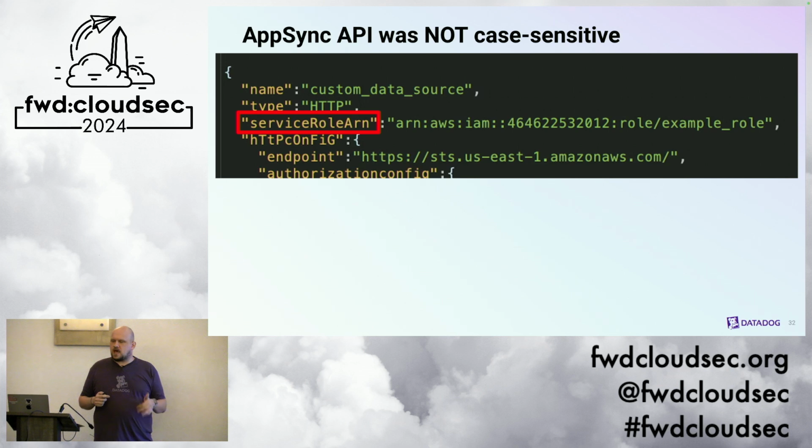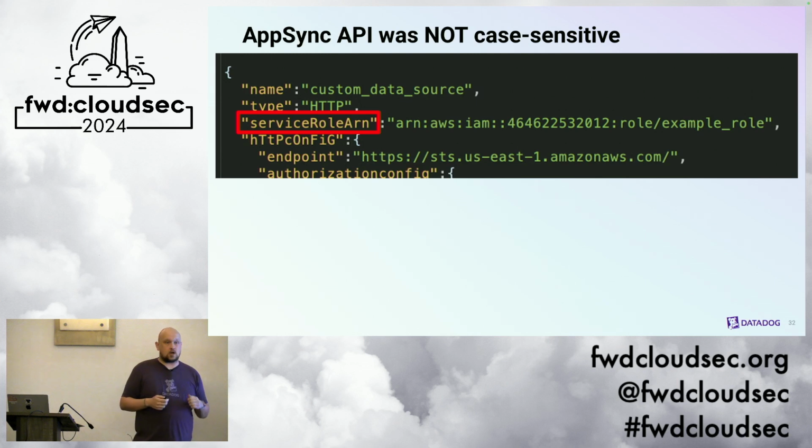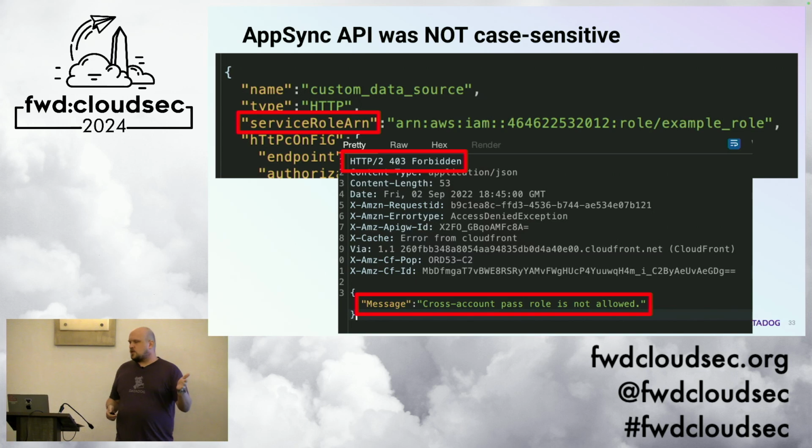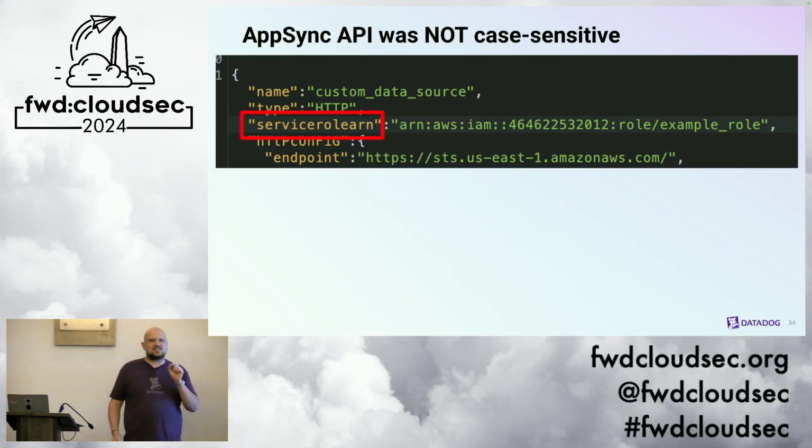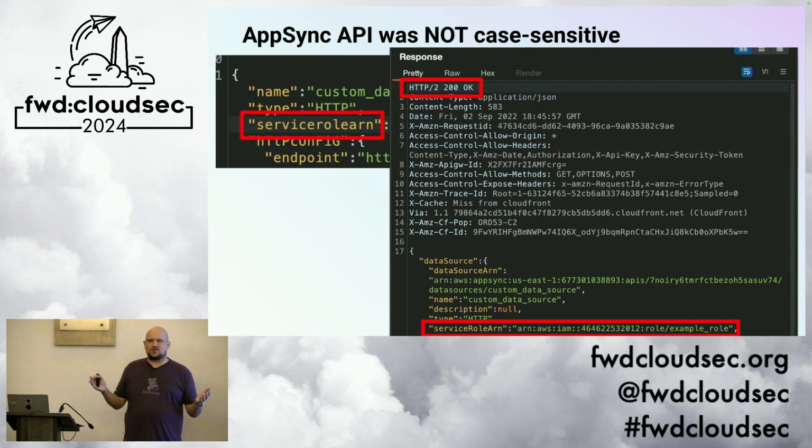What was interesting about this with AppSync is that it was not case sensitive. You could pass parameters with arbitrary casing, and it would take it just fine. To be clear, it didn't drop the parameter. It actually still used the contents of it. And the reason this is interesting was the way you would pass a role to the service was through the serviceRoleArn parameter, capital R, capital A. And if you tried to pass a role to a different AWS account, well, 403 forbidden, cross-account pass role is not allowed. But if you changed a single character in that parameter, any character at all, in any way such that it wasn't expecting it, 200 OK. It went through just fine.